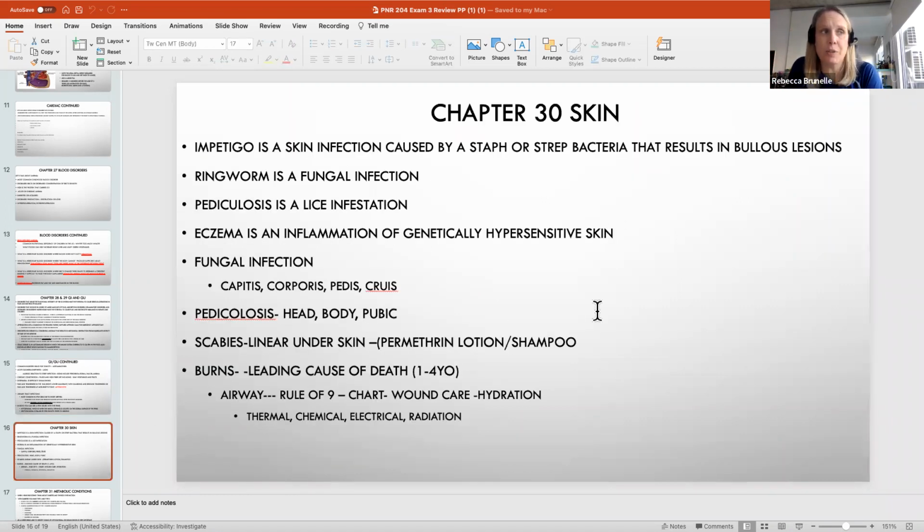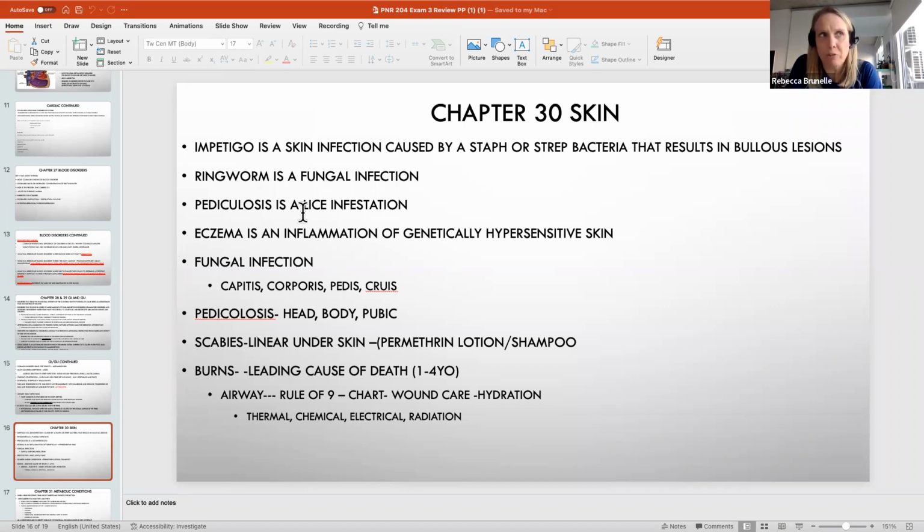So skin, this was where we were just last week. There are a couple of different things that you should remember. I would remember the different terms that we use to describe rashes. And specifically, I'd remember that impetigo is a bacterial infection that's either staph or strep, and it causes the bullous lesion. So this is one that is definitely treated with antibiotics, and it's very contagious.